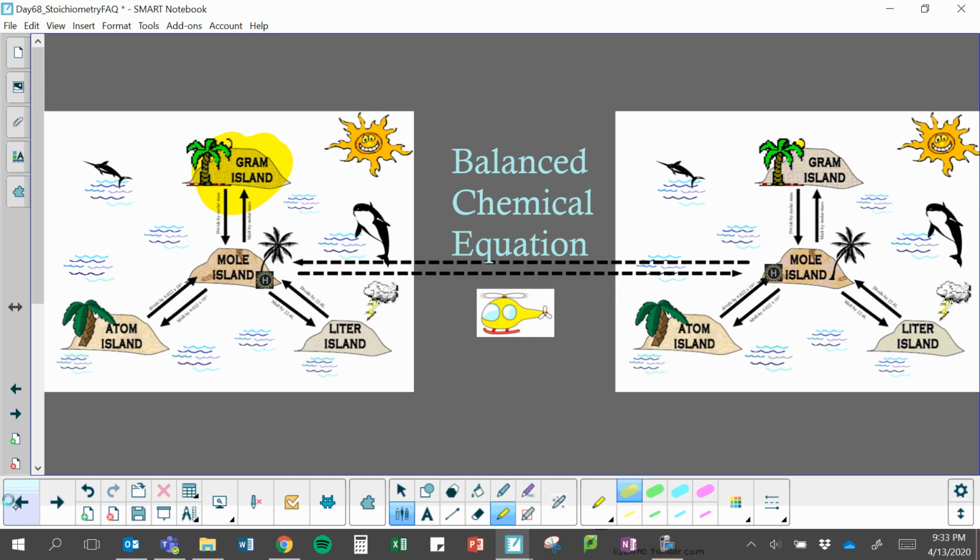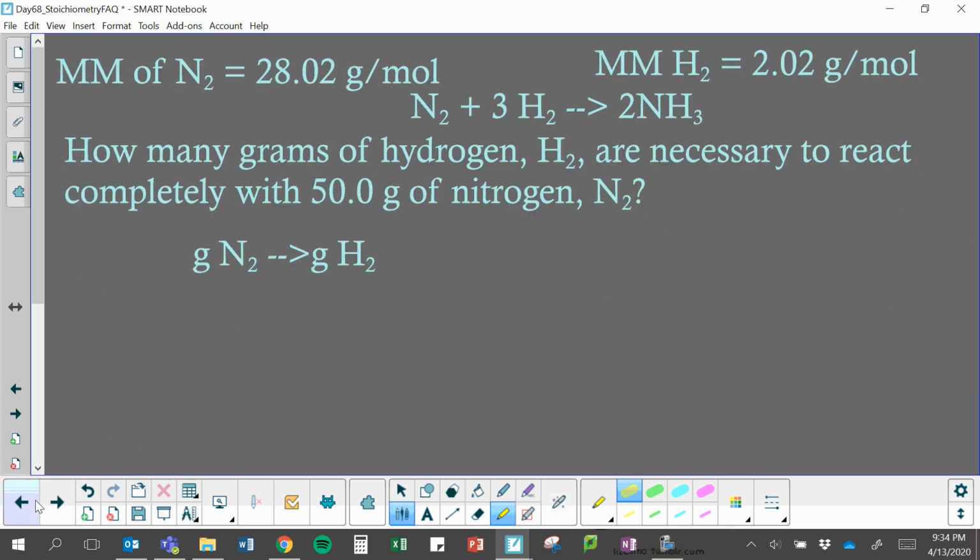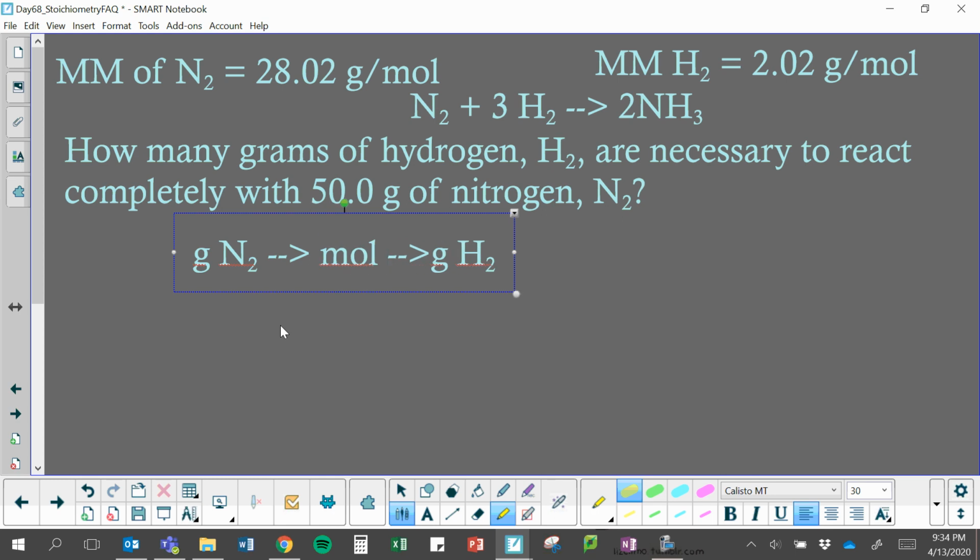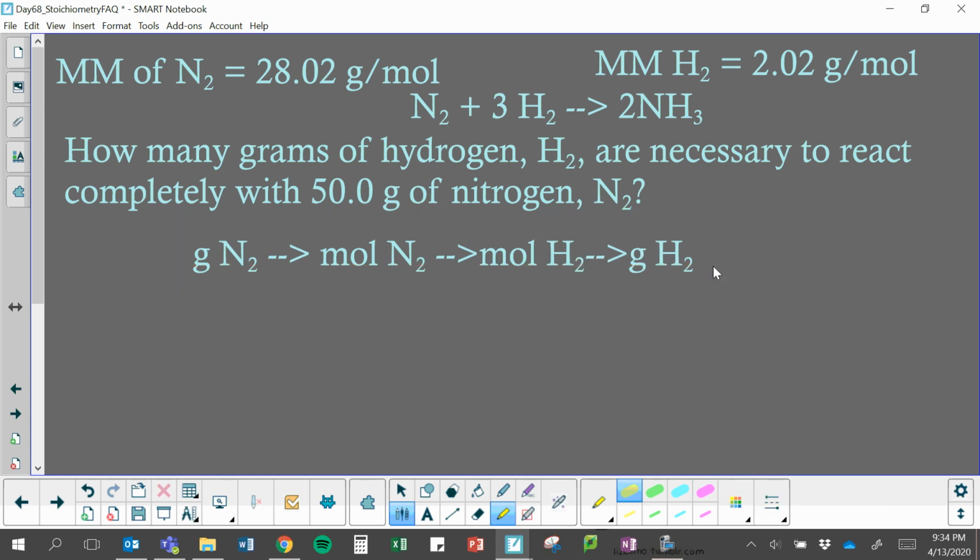So that means we're over here on the other side, but we're wanting it in grams as well. That means we have to first convert grams to moles, then we can switch to the other type of moles, and then we can go to grams. So we have to go from grams of nitrogen to moles of nitrogen, and then we can convert to moles of hydrogen, and then to grams of hydrogen.